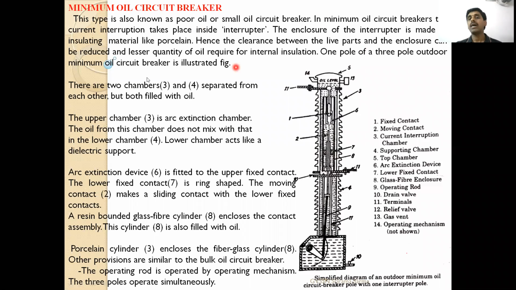So you can see all the things given in this picture: 2 chambers, 3, 4, the upper chamber is the extinction chamber, the lower chamber is the supporting chamber, 6 is the arc extension device, 7 is the fixed contact. Here, the resin bonded glass fiber is 8. This is the one to observe. What is the process inside? The cylinder 8 is also filled with oil, and 3 is the porcelain enclosure. All this explanation is given about the construction and the various parts.